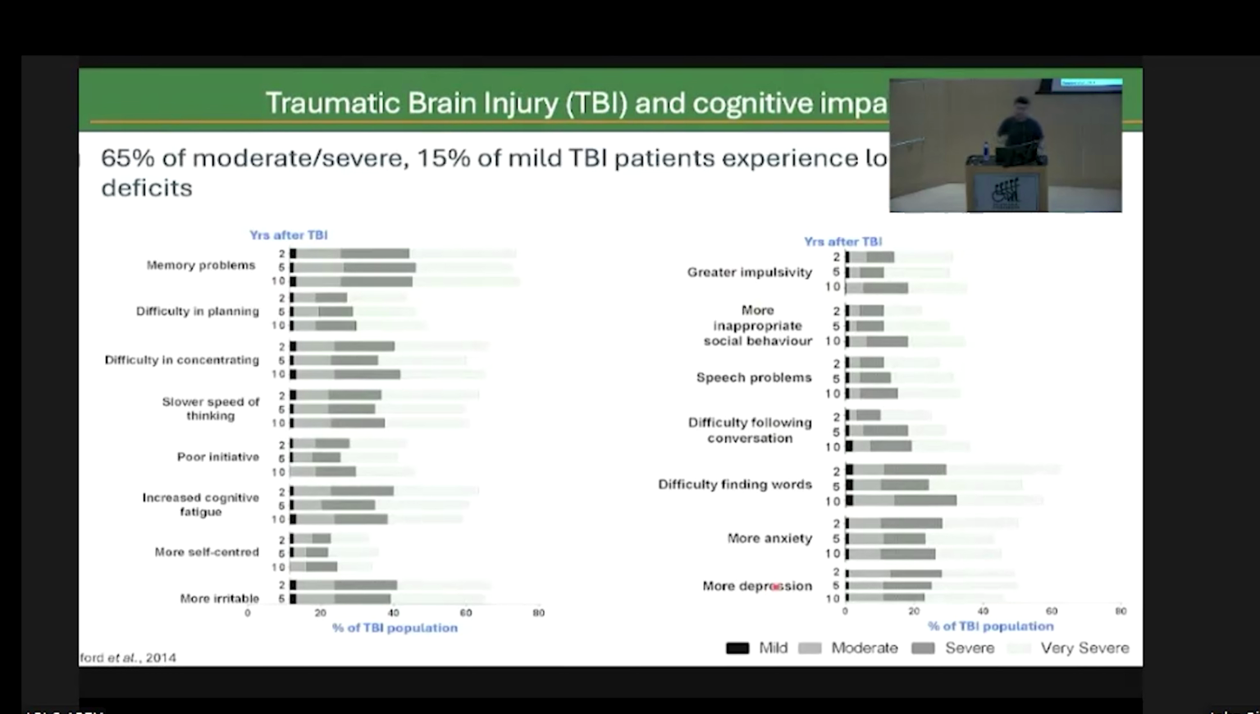In a longitudinal study that followed TBI patients, this lab assessed different domains of cognition at 2, 5, and 10 years post-injury. They looked at areas such as executive functioning, speech, and most importantly, learning and memory. What they found was that about 65% of patients in the moderate and severe category reported issues 10 years after their initial trauma. This would include memory problems, difficulty in planning, concentration, and slower speed of thinking. This highlights the importance of research options to mitigate these long-term effects.